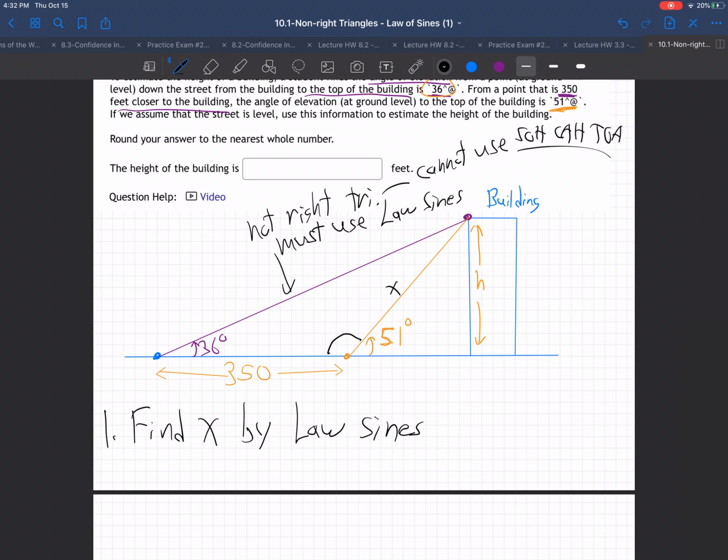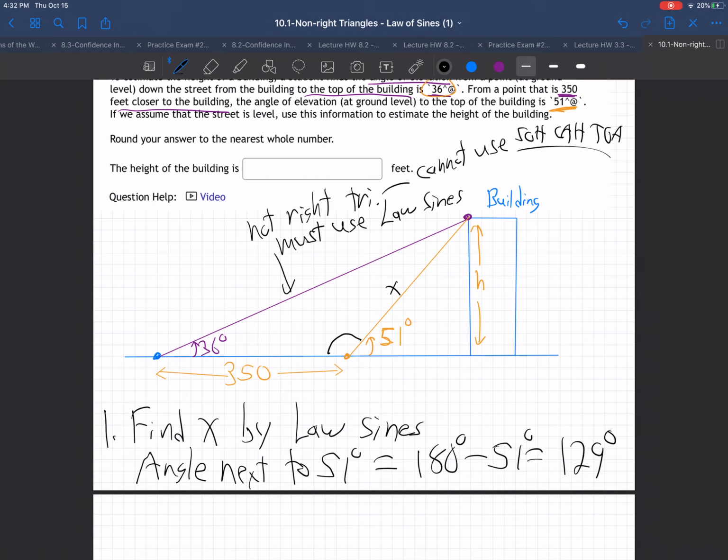We can find this angle, can't we? So first off, the missing angle there, the angle next to 51 degrees, must equal 180 minus 51, which is 129 degrees. Why? Because together they make 180, don't they? Think about our graphing. That's 180 degrees. That's half a circle. They have to make 180, so subtract from 180. That missing angle there has got to be 129.